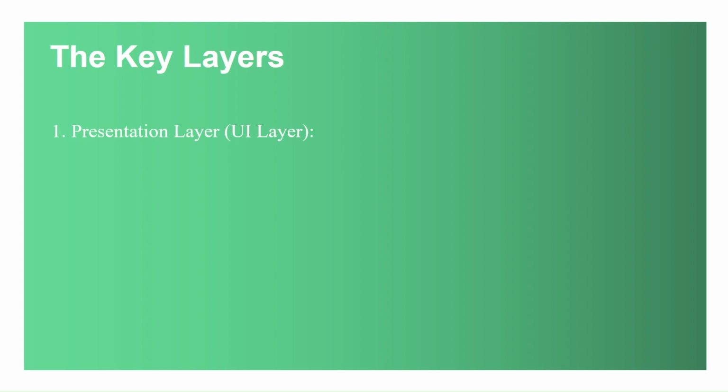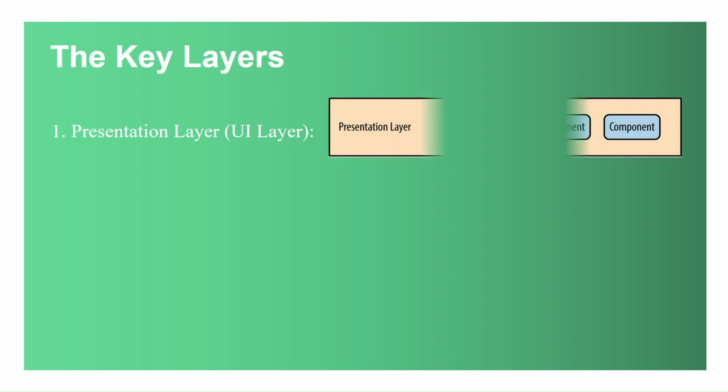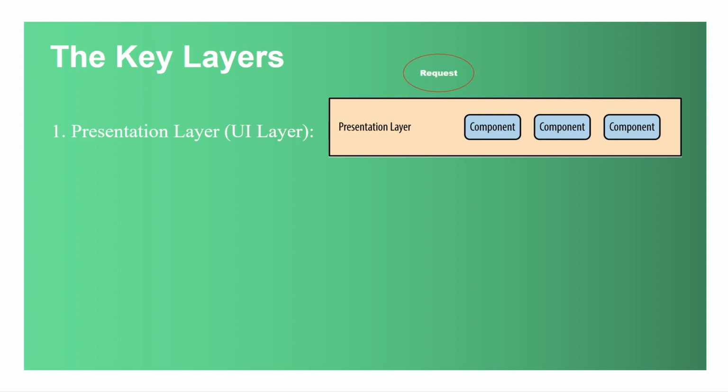Key layers. The presentation layer is the front end of the application, the interface users interact with. For an e-commerce site, this layer displays product listings, shopping carts, and checkout pages. It's all about creating a user-friendly experience.